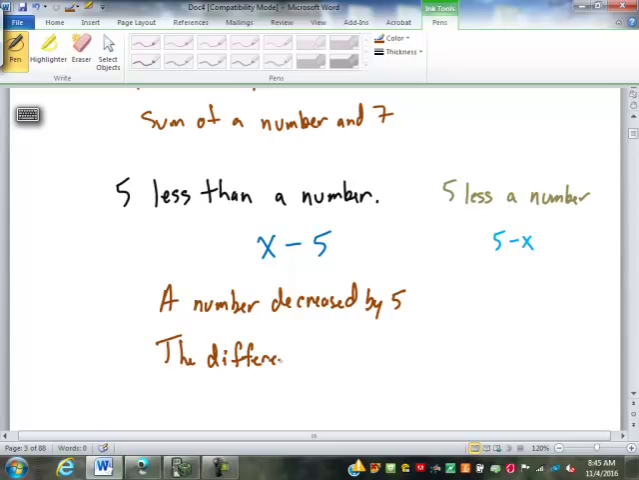The difference of a number and 5. Here again, a difference is just the result of the subtraction. You have to put them in the order they're stated. So the difference of a number and 5 indicates x minus 5. If that was the difference of 5 and a number, it would indicate 5 minus the number.